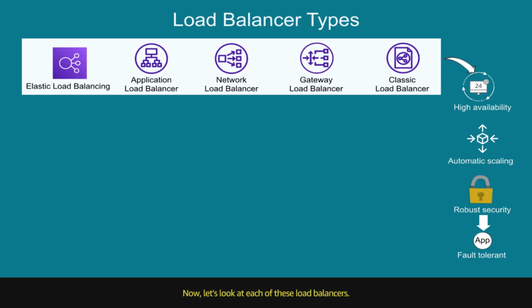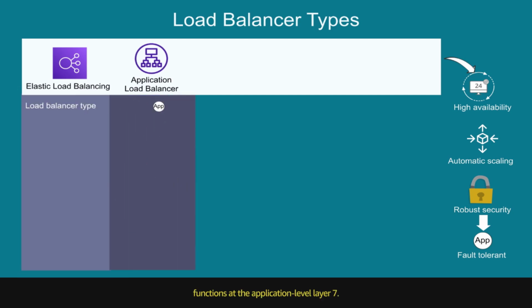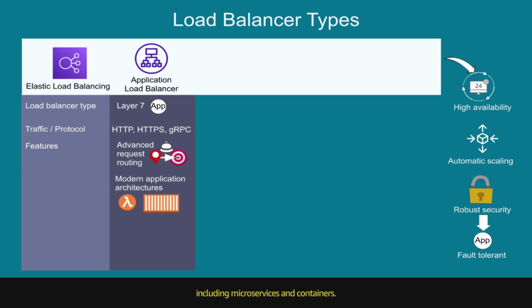Now, let's look at each of these load balancers. Application Load Balancer functions at the application level, layer 7. It is best suited for load balancing of HTTP, HTTPS, and gRPC traffic, and provides advanced request routing targeted at the delivery of modern application architectures, including microservices and containers. Application Load Balancer also routes traffic to targets within Amazon VPC based on the content of the request.